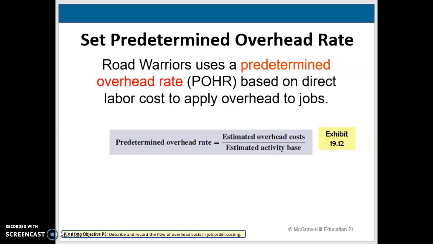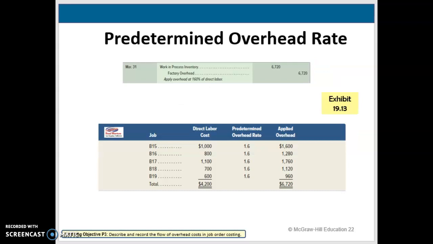So when we're doing that, you have to know the total estimated direct labor costs. In this example, it's $125,000. So that's our estimated activity base, that's our bottom number. Their estimated total overhead costs are $200,000. So if we have that $200,000 divided by $125,000, we get 160% of direct labor cost as our predetermined overhead rate.